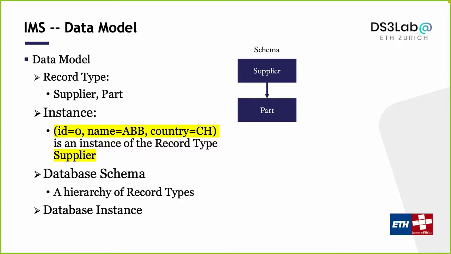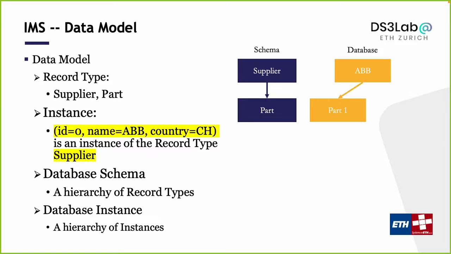And then a database instance, how you organize your data, is a hierarchy of instances that is consistent with your database schema. For example, you have one supplier, ABB, which is of the type supplier, okay? And then this supplier supplies multiple parts. Part 1, part 2, right? So you have this instance ABB point to part 1 and also point to part 2. Okay? So the whole thing forms a hierarchy.